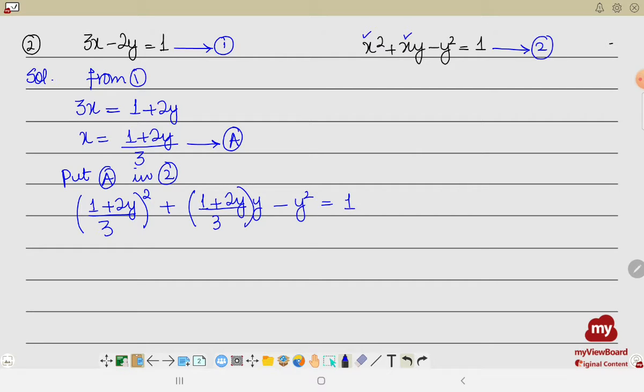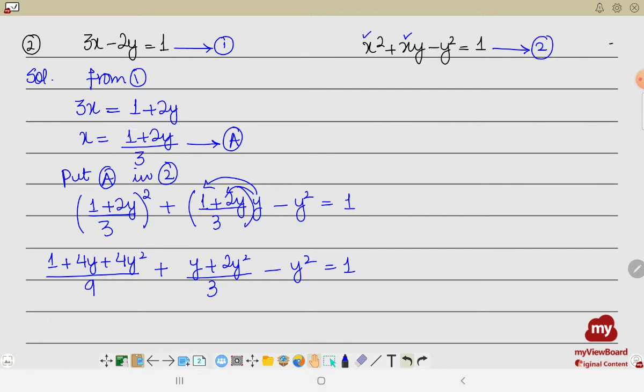So now the whole equation is in y, so we are going to further solve it and we'll find out the values of y. So we are going to simplify it. Let's open up the brackets. This whole square is on numerator as well as on denominator. When we open the numerator, it will become the algebraic identity, the first identity. And on the denominator, 3 into 3 becomes 9. Here also, we'll multiply y. We'll just solve the bracket, so it becomes y plus 2y square over 3 minus y square equals 1.